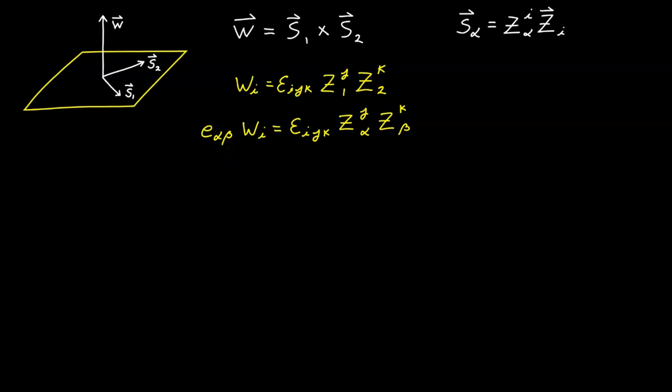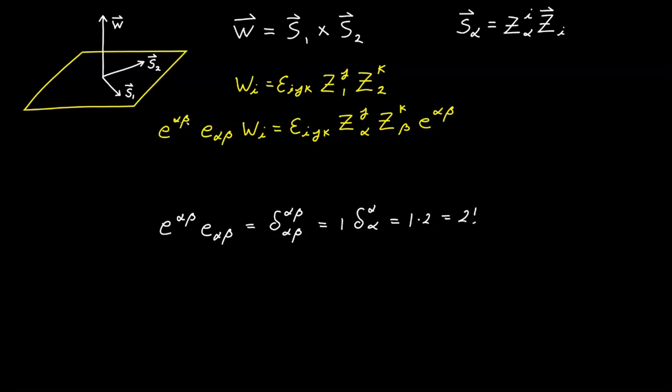Okay, well now we want to isolate Wi on the left side, and we do that by forming a contraction of E alpha beta in the upper position. We have to do that on both sides, of course. So on the left-hand side, E alpha beta contracted with E alpha beta is just the same as delta alpha beta alpha beta. And you remember the identity that when we have a contraction, that's equal to 1 times delta alpha alpha, and delta alpha alpha is equal to 2, so this is equal to 1 times 2, or 2 factorial. So this contraction is 2 factorial, and if we then divide both sides by 2 factorial, we will have isolated Wi.